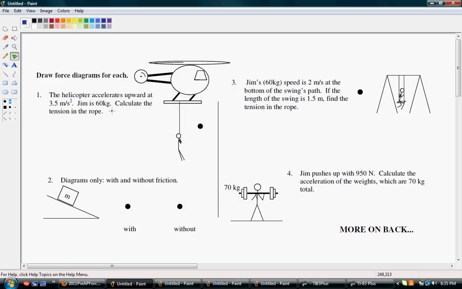So here we have a few different kinds of force problems. We'll take it from the top. Number 1 says the helicopter accelerates upward 3.5 meters per second squared. Jim has a mass of 60 kilograms. Calculate the tension in the rope.